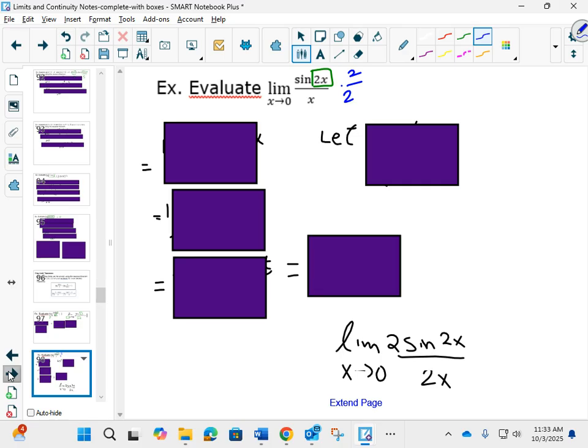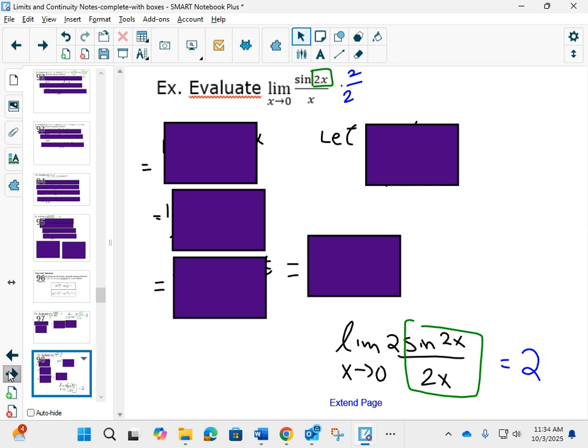You have a limit rule that says if you can find the limit of this, the 2 inside is the same as taking that 2 outside. And if I put the 2 outside and this limit is 1, okay, here's the idea. This limit should be 2. Right? Because if this limit is 1, and I'm multiplying it by 2, then that limit should be 2.